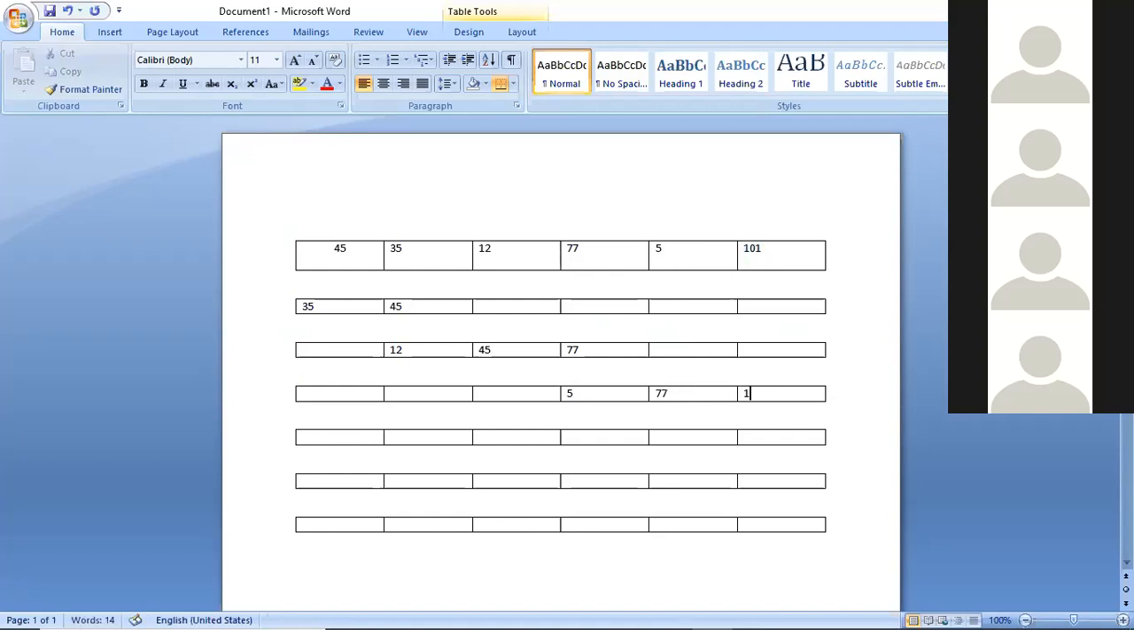101 is already here. Is there any comparison needed? Even if you go for a comparison, do you expect any swapping? No, sir, no swapping. So the last two elements are sorted. The last two elements are sorted. This is the array position after sorting the last two elements. Is it clear?